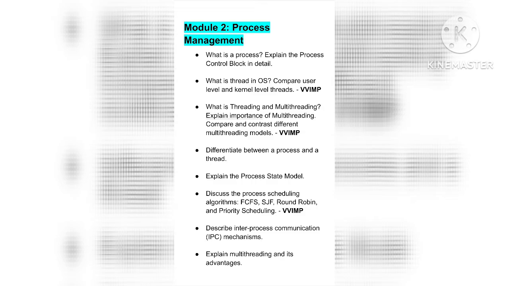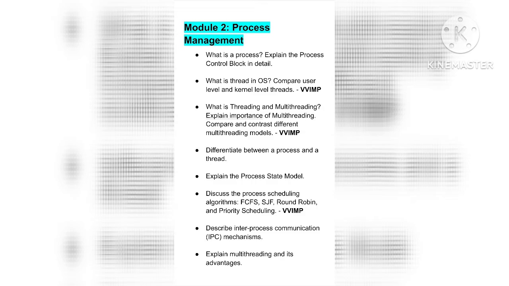A thread is the smallest unit of execution within a process. There are two types: user-level and kernel-level threads. User-level threads are managed by user programs, while kernel-level threads are managed by the OS. Let's compare them in detail. Moving forward, let's explore threading and multithreading. Multithreading allows a process to run multiple threads simultaneously, which improves efficiency and performance. We'll also compare various multithreading models, including many-to-one, one-to-one, and many-to-many.